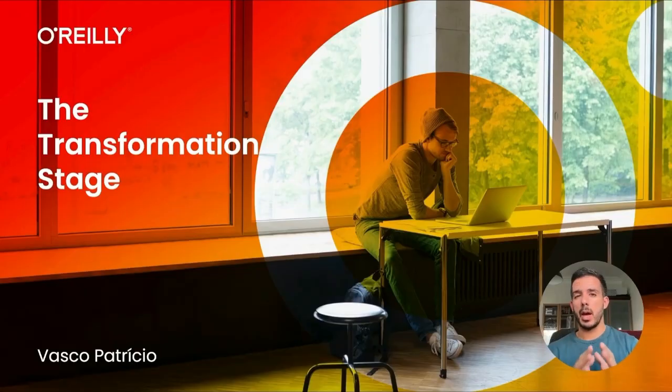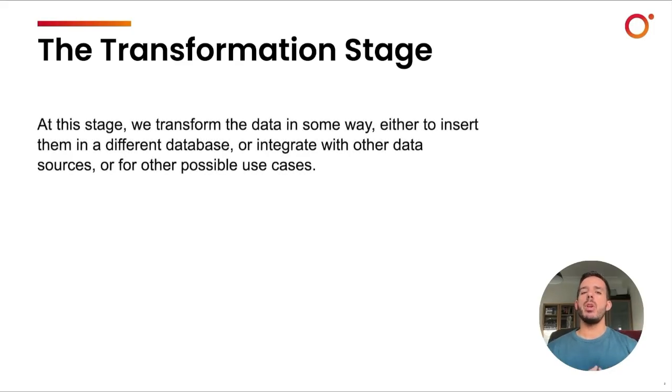Welcome to this lesson on how to use GenAI in an automated pipeline for data operations at the transformation stage, when you are transforming a data set, for example, changing its schema and the field mappings. At this stage, as we said, we are transforming the data in some way, either to insert them in a different database or integrate with other data sources, or for other possible use cases, such as converting historical data to grouped statistics or aggregated statistics of some sort, right? But either way, we need to transform a dataset to a different schema, and we want to transform the fields with some specific criteria or direction.